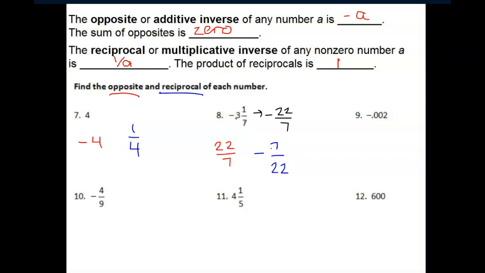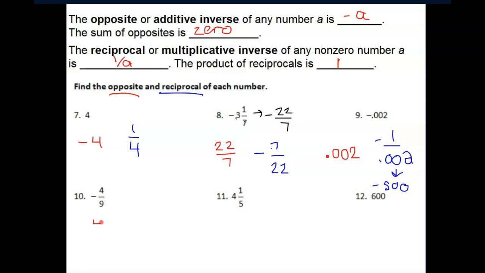Okay, number 9, its additive inverse would be the positive 0.002. Its reciprocal would be negative 1 over 0.002. But fractions and decimals are a no-no. We're not allowed to have fractions and decimals in one. So you would have to take that number and simplify it. And negative 1 over 0.002 becomes negative 500. So again, you cannot leave it as a decimal and a fraction. You have to simplify it.